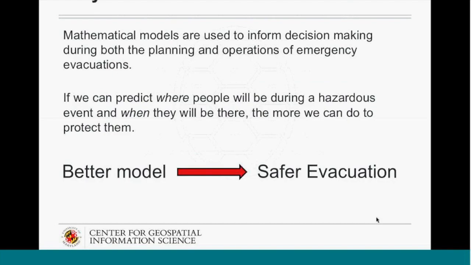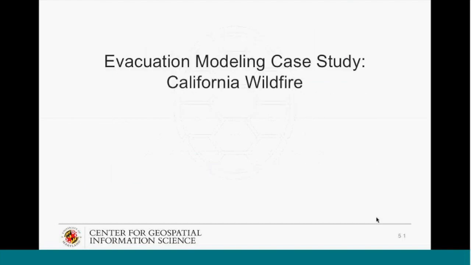Better model, safer evacuation. Love that animation. So let's talk a little bit about a case study, California wildfire. Definitely a timely topic since the Sonoma, Mendocino, and Napa County fires have been big in the news right now and are the deadliest wildfires in California in quite some time.